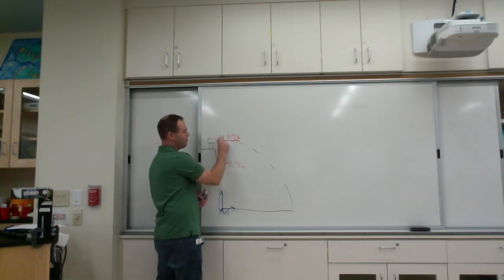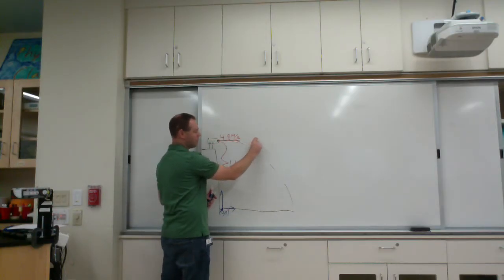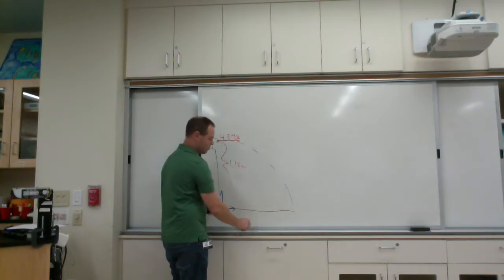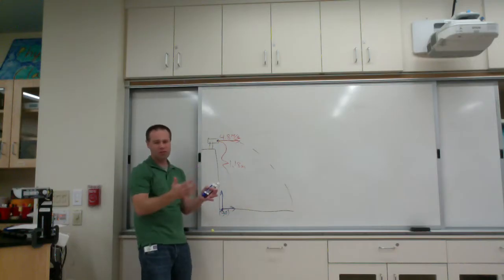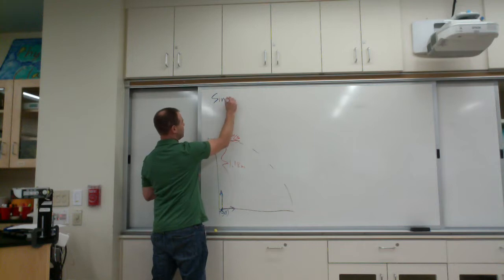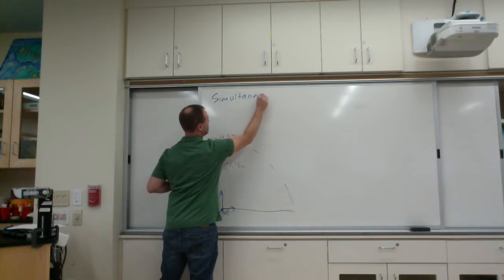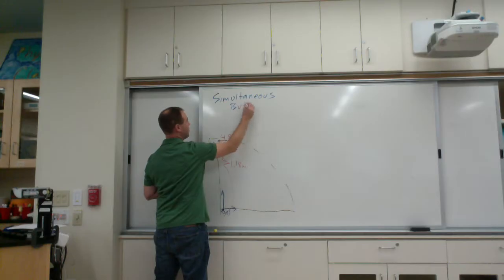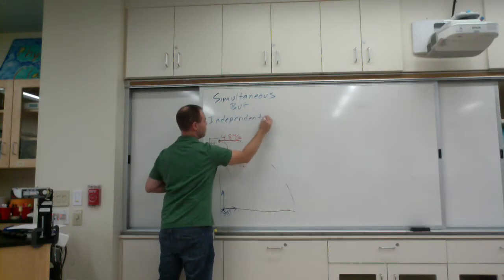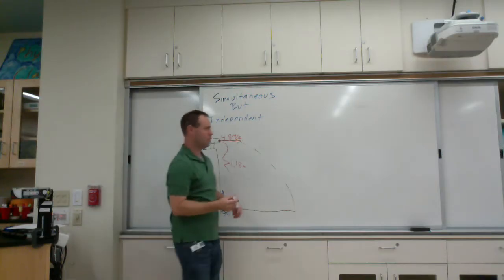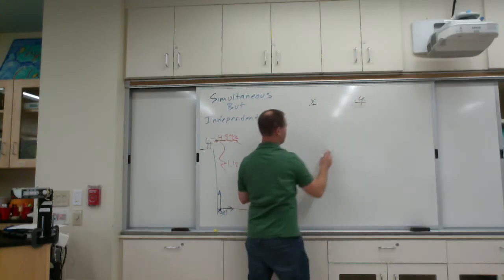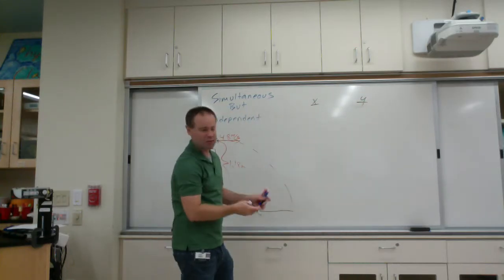So however far it moves in the x direction, in the same amount of time it moves that far in the y direction. So it's doing both those things simultaneously, independent of each other, but at the same time. And that's kind of a big idea: simultaneous but independent. The motion in the x and the y direction are simultaneous but independent. So we're going to have to list our variables out in the x and the y direction at the same time, but independent of each other.